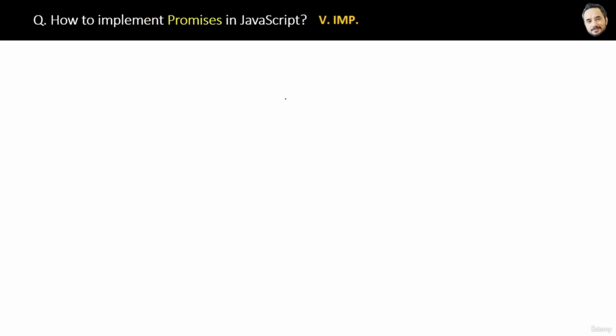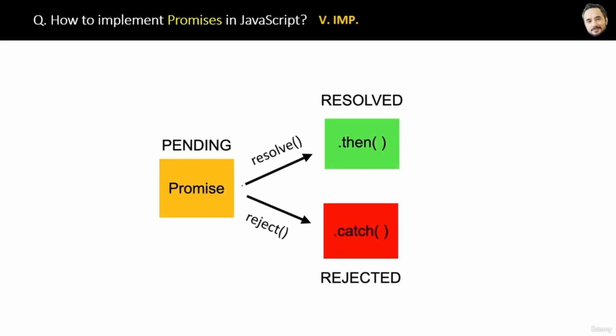How to implement promises in JavaScript? Here you have to remember 4 things. First, you have to use the promise constructor to execute an asynchronous function. Then you have to use resolve and the then method to settle the success response. Or you have to use reject and the catch method to settle the error response.